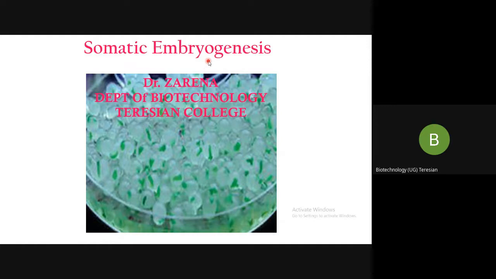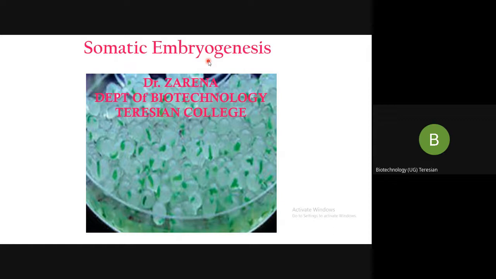So there are ways in which synthetic seeds are produced. Either they can be coated or uncoated, that is, they can be encapsulated or need not be encapsulated, or they can be desiccated. Desiccated means they can be dried, or it can be hydrogel. Hydrogels means they are hydrated. Either in the dried form you can use, or in the hydrated form you can use. Whatever you're doing, it depends on the species.